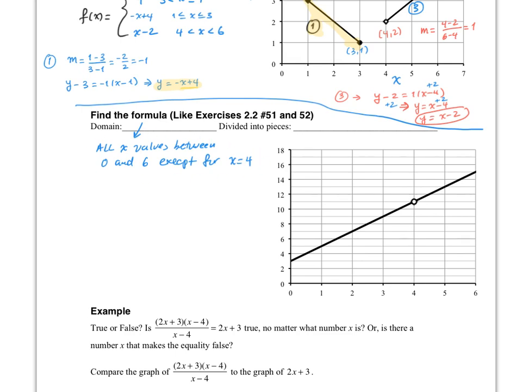The easiest way is to say x is between 0 and 4, and then 4 and 6. This means 4 is not part of the domain. Or you can simply say x is not equal to 4. And this will be the domain.